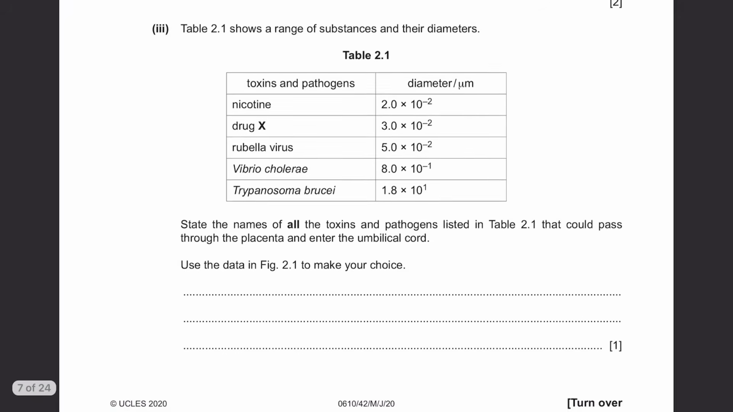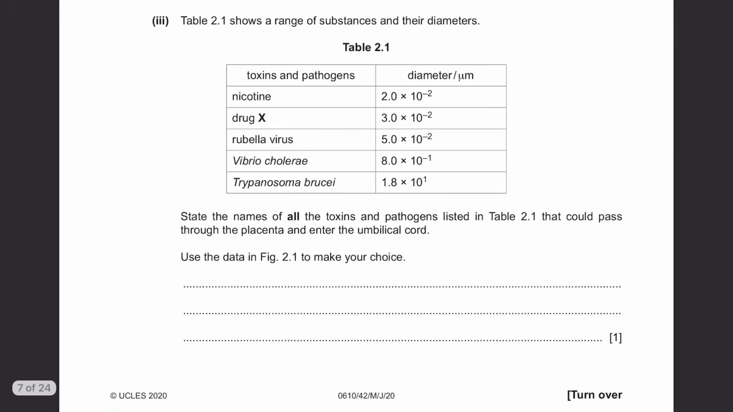Table 2.1 shows a range of substances and their diameters. They're from nicotine to trypanosoma brucei, increasing in their diameter. State the names of all the toxins and pathogens listed in Table 2.1 that could pass through the placenta and enter the umbilical cord. Use the data in Figure 2.1 to make your choice.